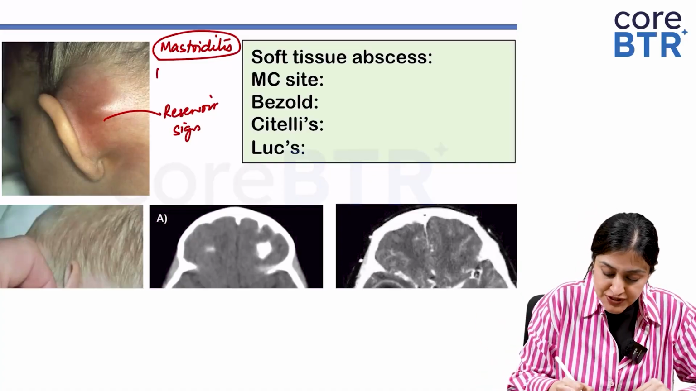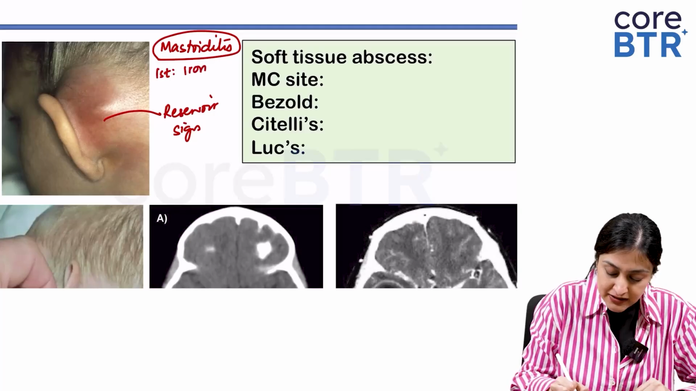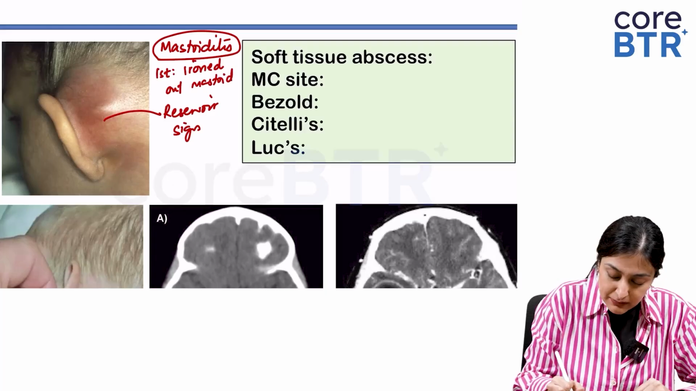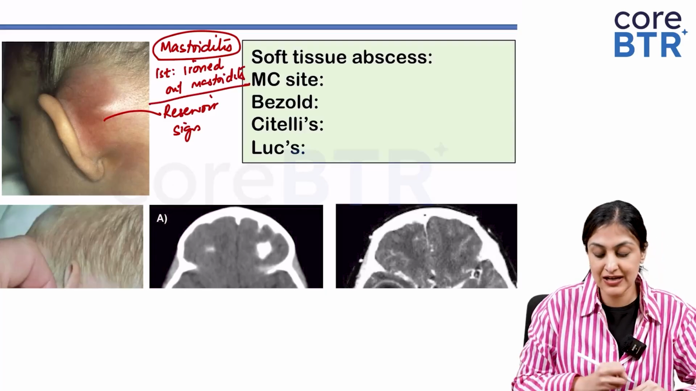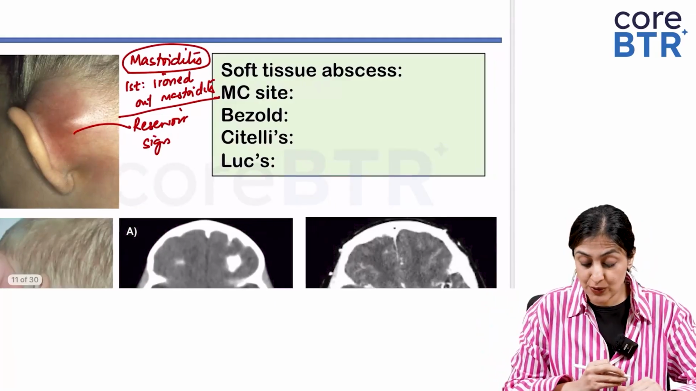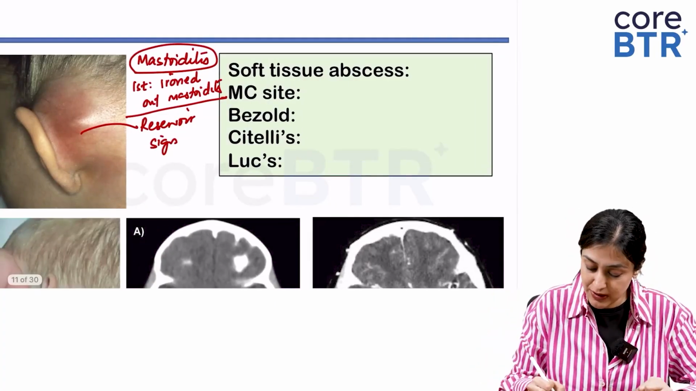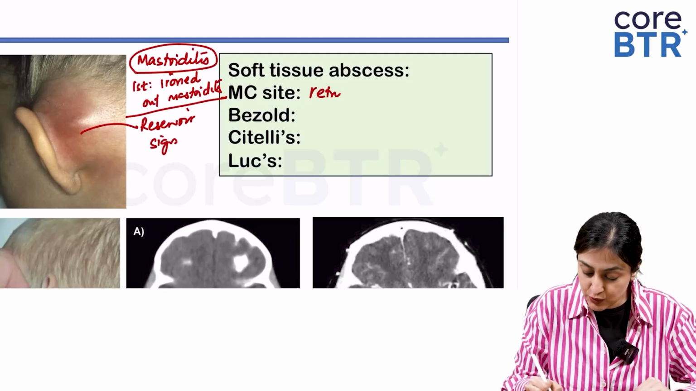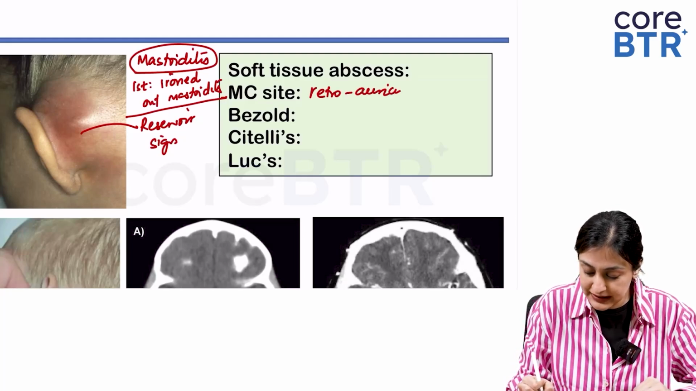Okay, so the first sign that we are going to see is ironed out mastoiditis. Again, bulging, but when it really bulges, it's called the reservoir sign. We can also find soft tissue abscesses. The most common soft tissue abscess is going to be retroauricular, right, behind the ear.